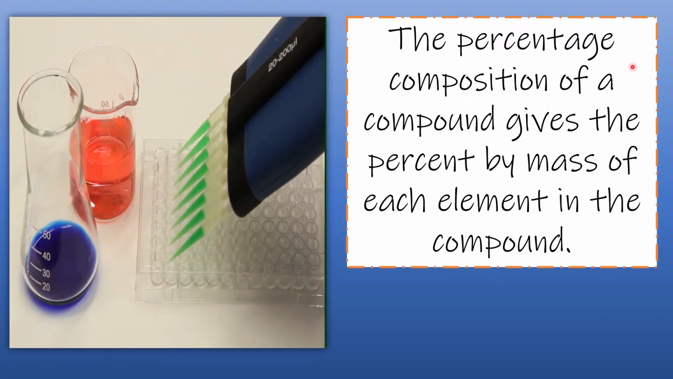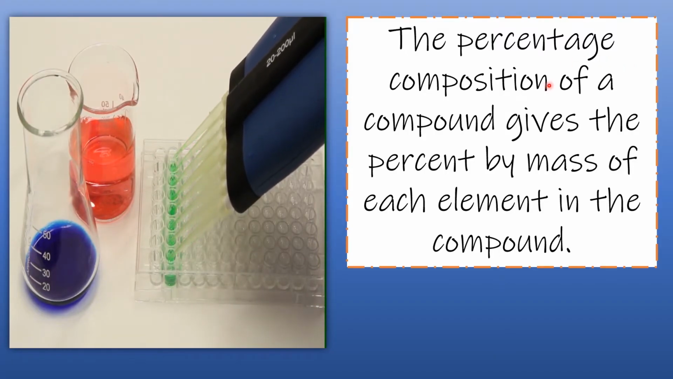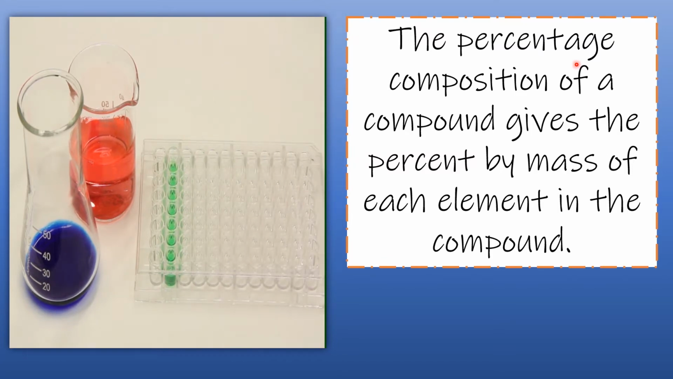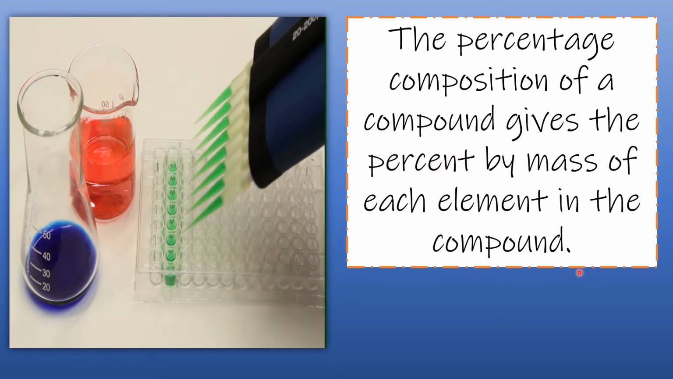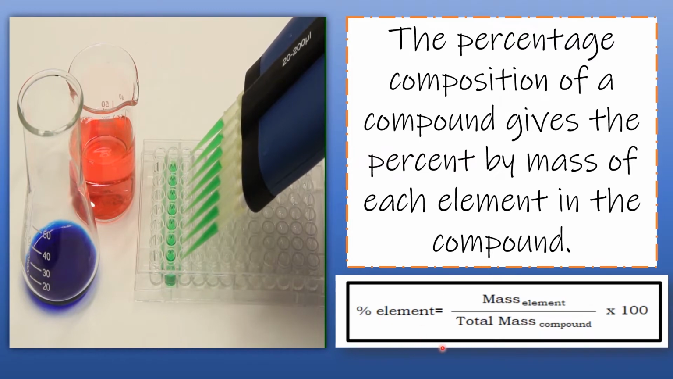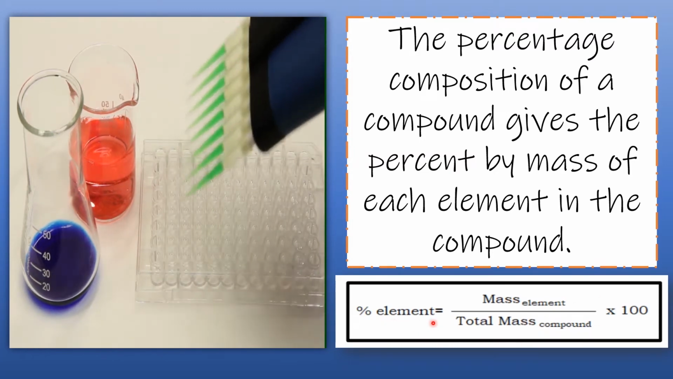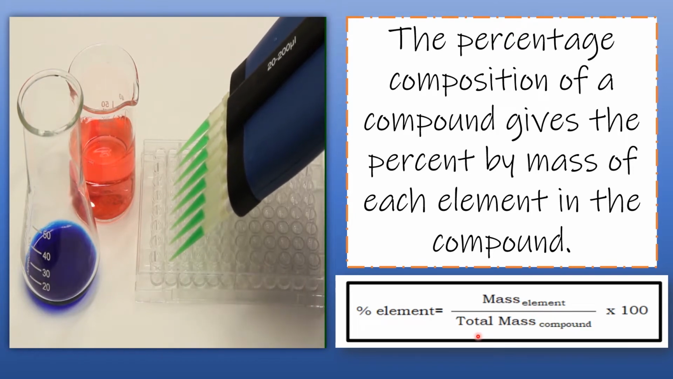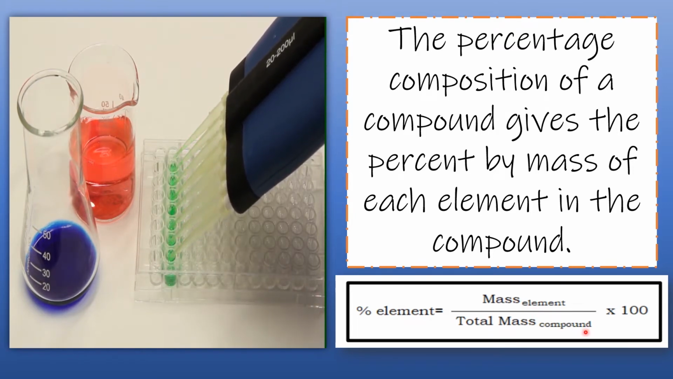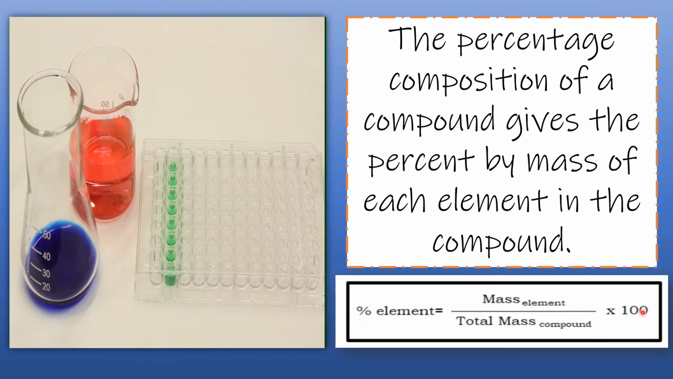In chemistry, scientists use percentage composition to give the percent by mass of each element in the compound. So this is the formula that we'll be using. Percent of the element is equal to mass of the element divided by the total mass of the compound times 100%.